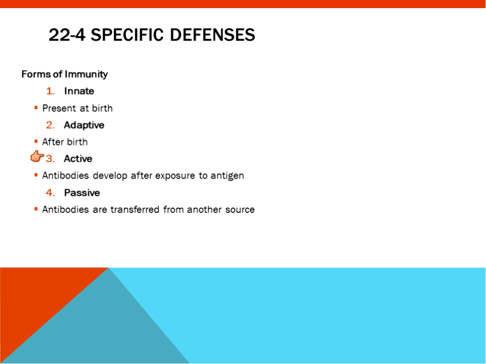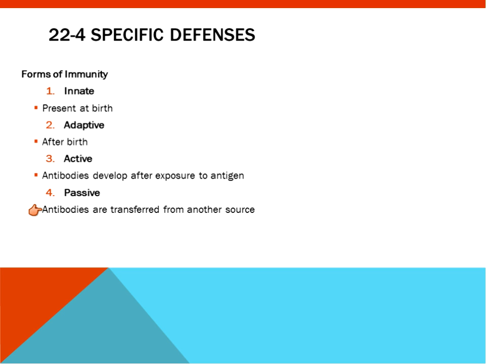We also have this concept of active and passive immunity. Active immunity is where the antibodies develop after exposure to the antigen, so it's under the umbrella of adaptive immunity. So after you've had the chickenpox, the next time you're around someone with chickenpox, you don't get it because you have memory cells against it.